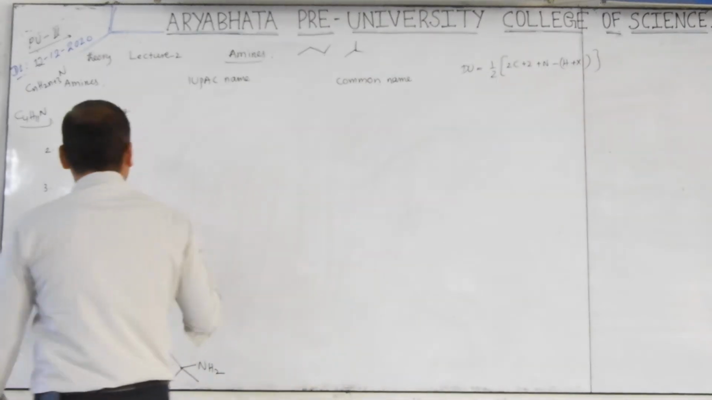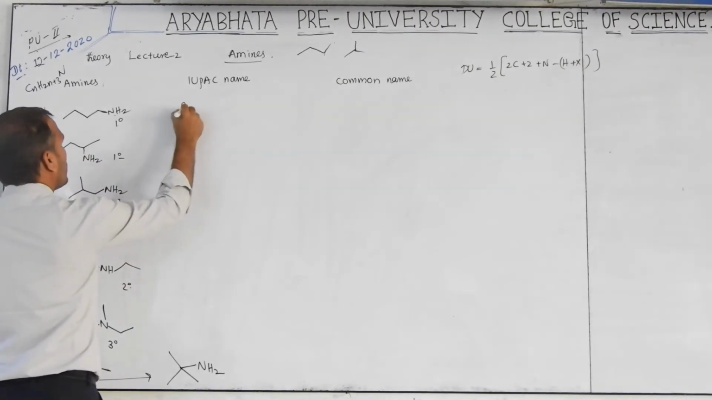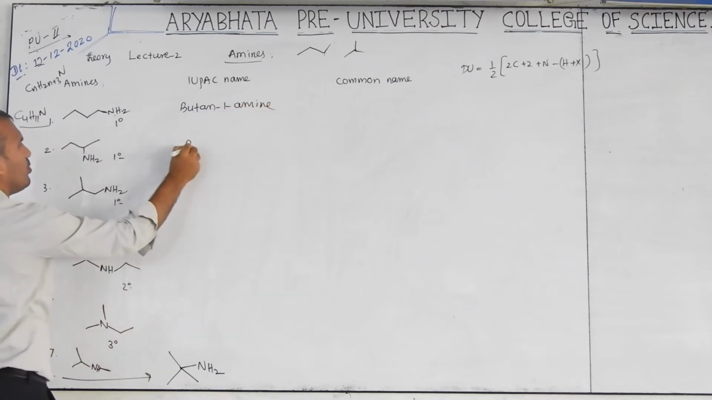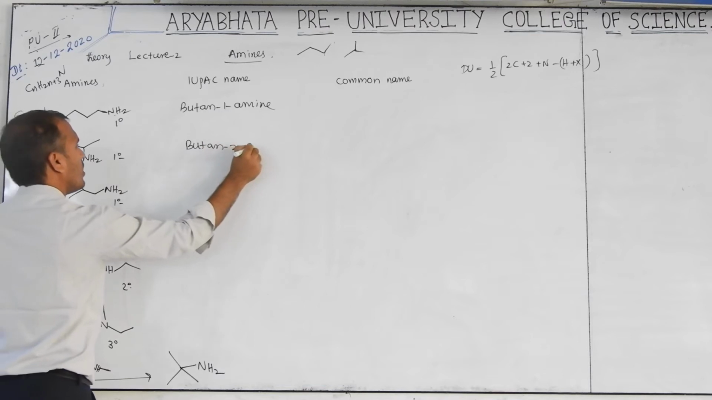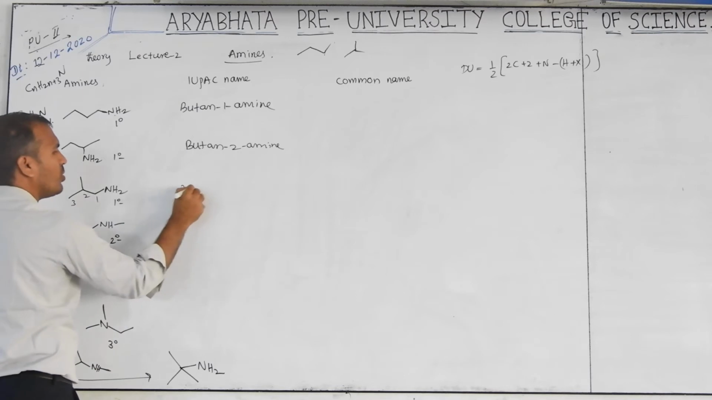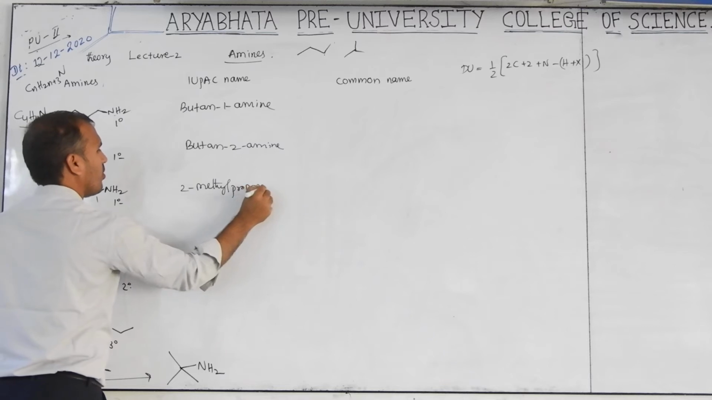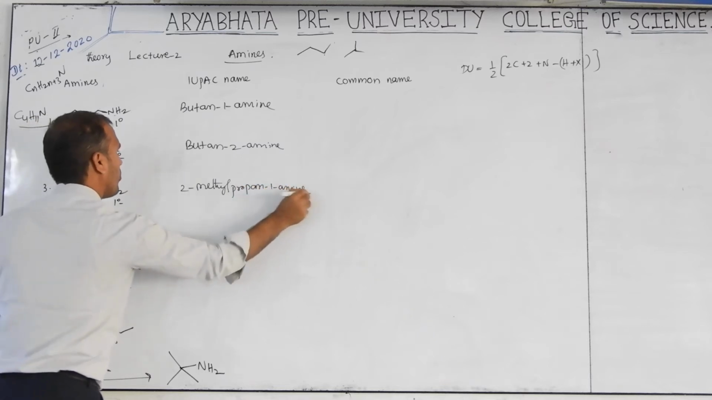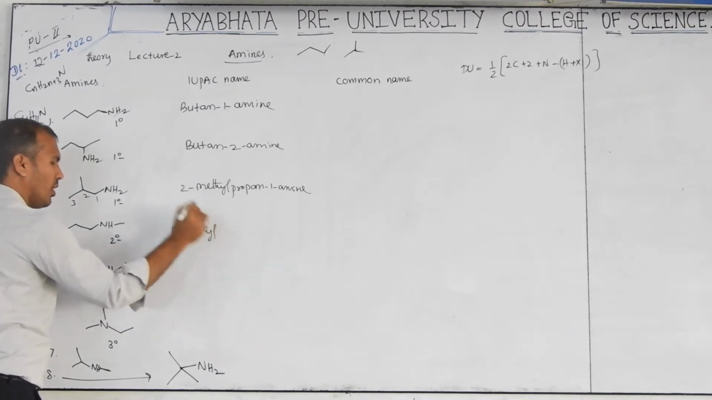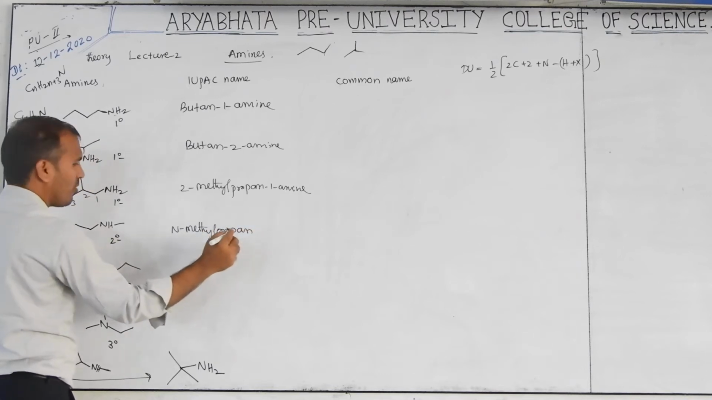Now we will go for the IUPAC names. Common names I am not writing, but they are not that important here. So, butane-1-amine. This is butane-2-amine. Then here 1, 2, 3, 2-methylpropane-1-amine. Then here N-methylpropanamine, or propane-1-amine.